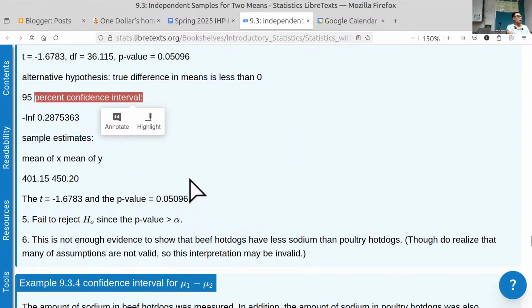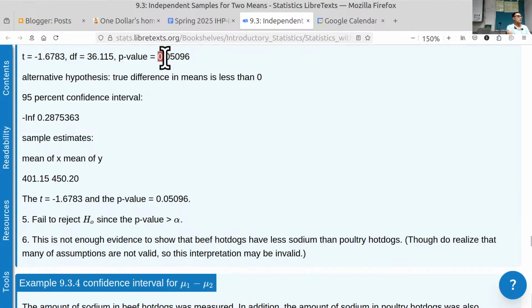Thus, even though we set the alpha level to 0.05, the p-value is a little bit larger than 0.05. According to the rules, we fail to reject the null hypothesis.